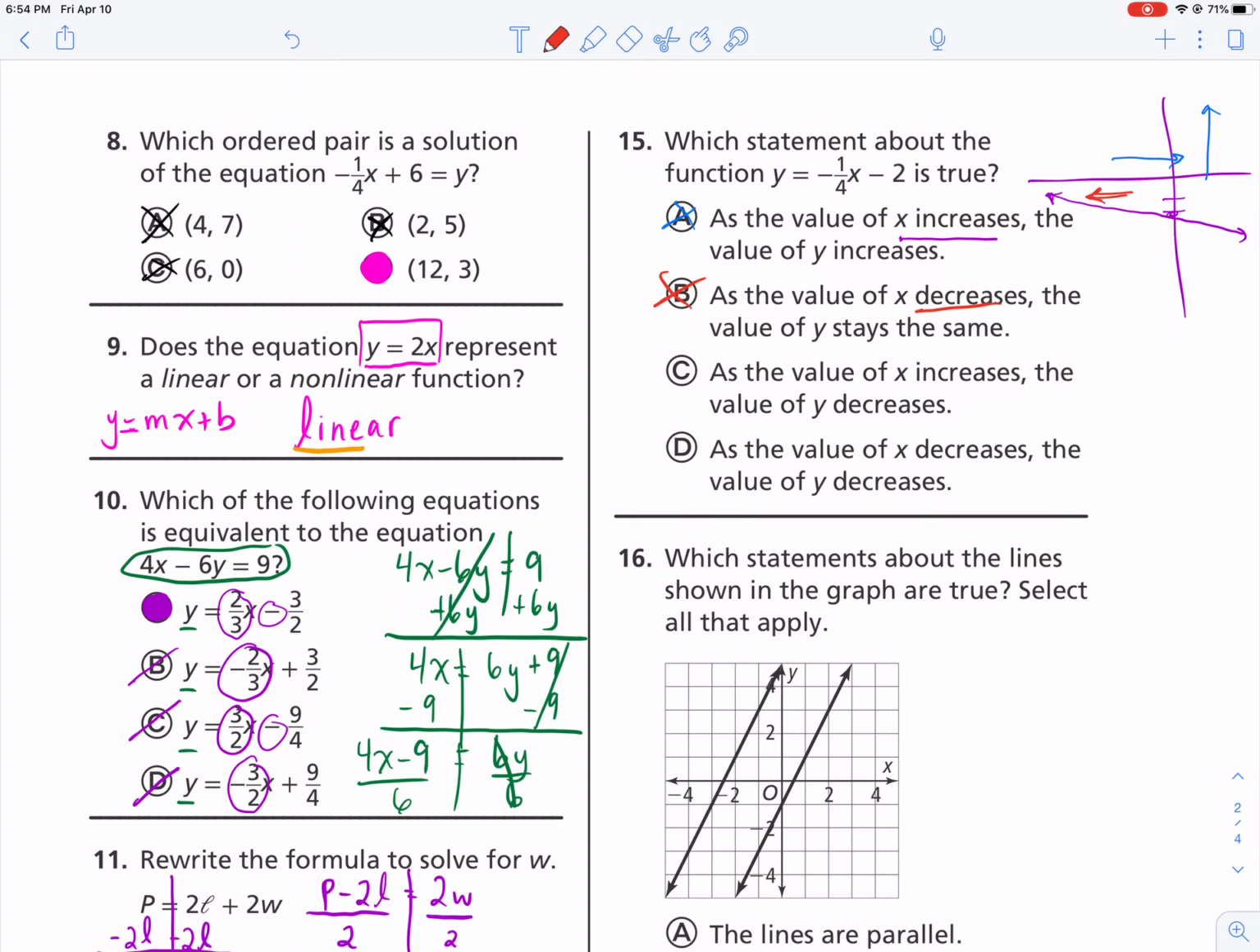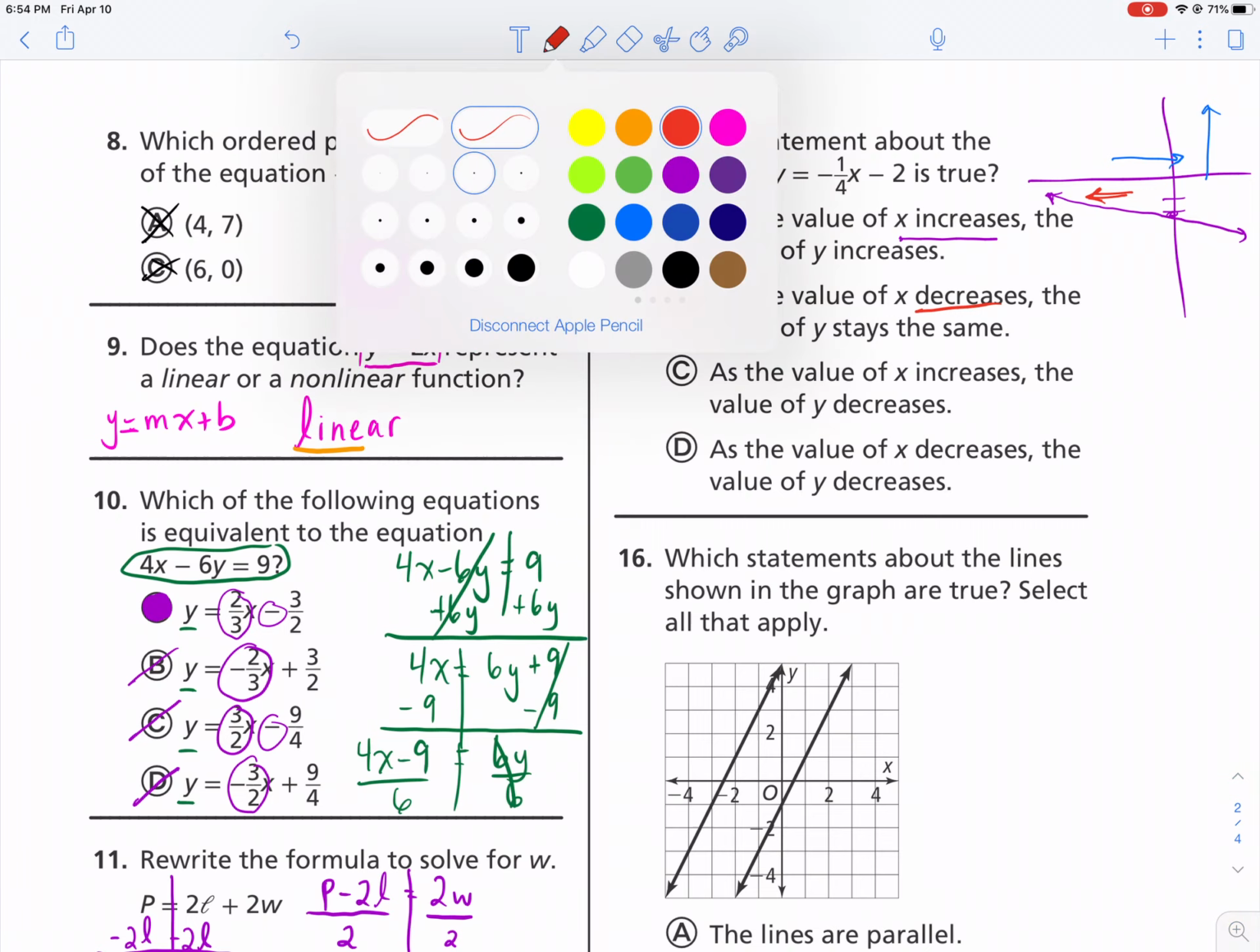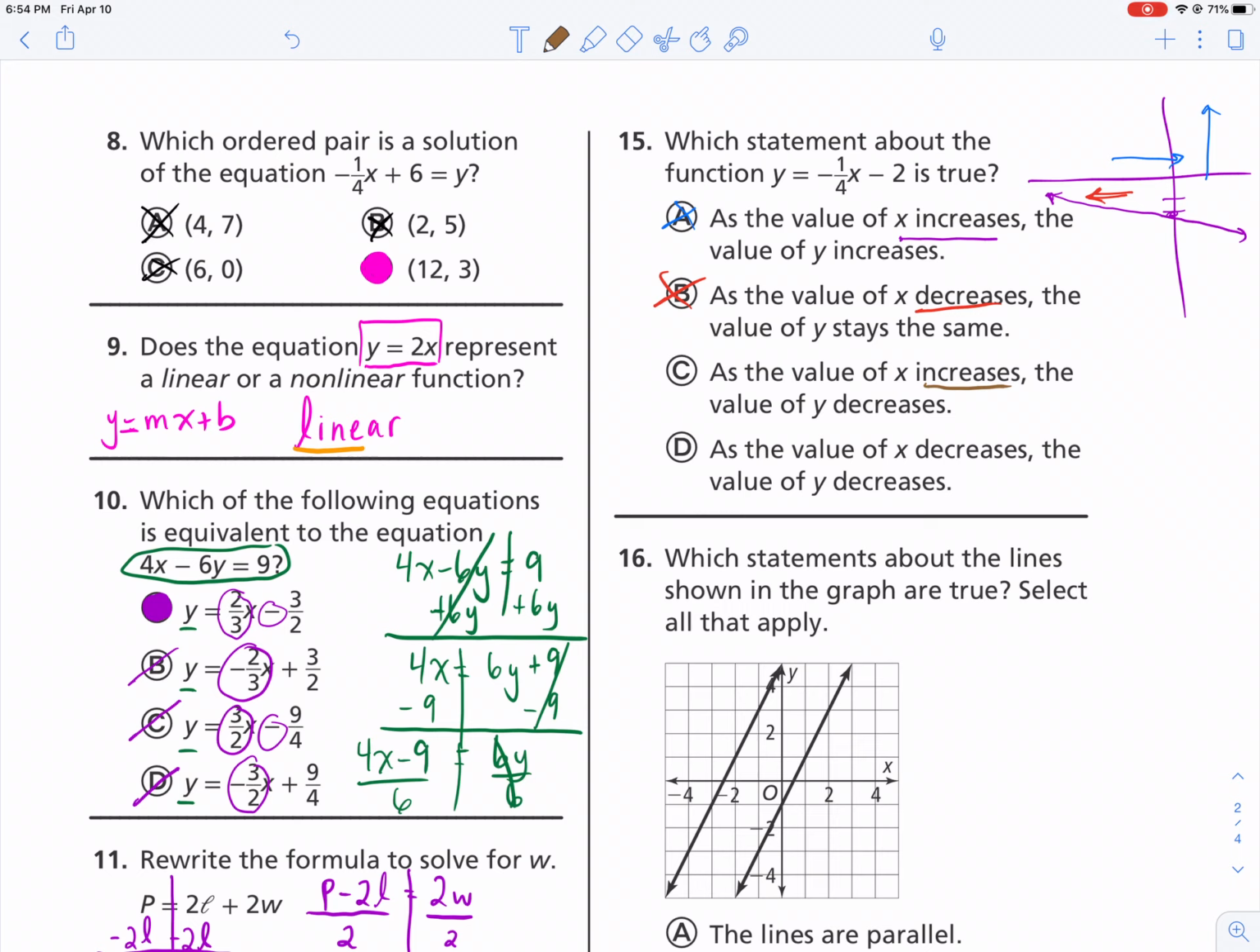And then I go to C. Okay, again, we're talking about increase. As my x increases, my y decreases. So as I increase, is my y decreasing? And yes, we see our purple line is going down. So in this case, we would end up with C.